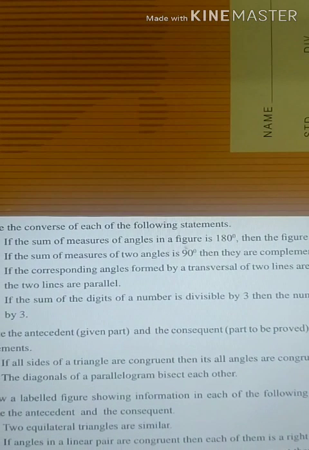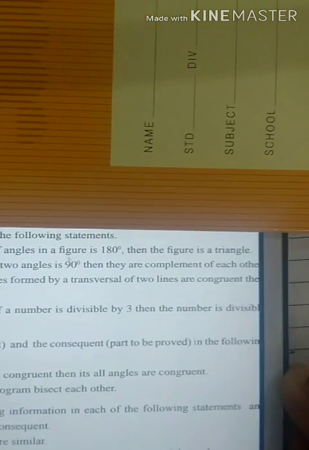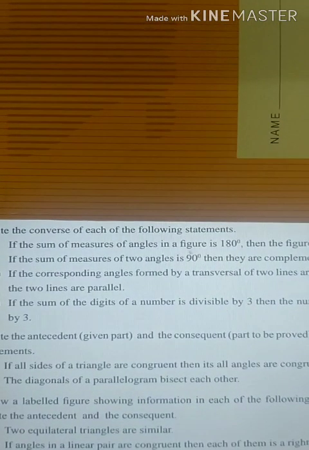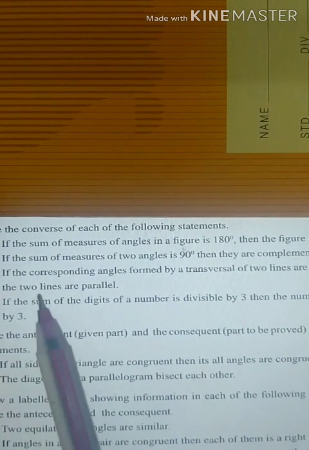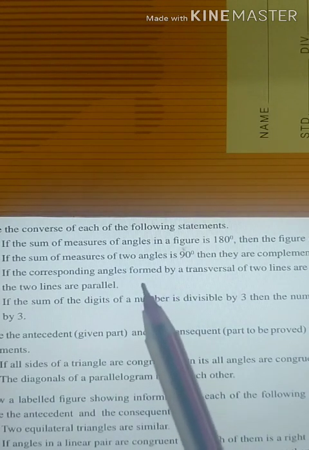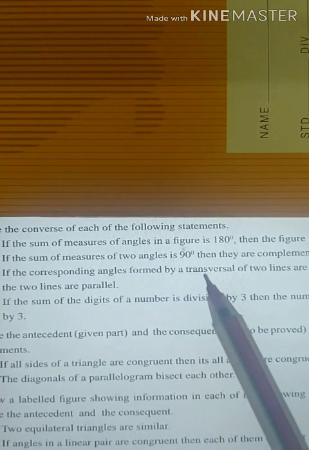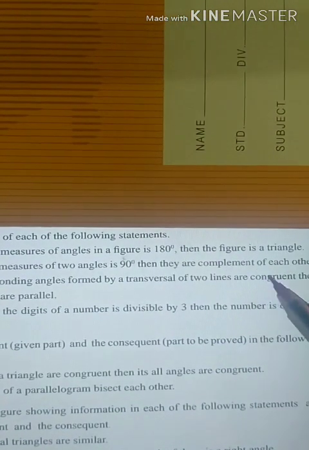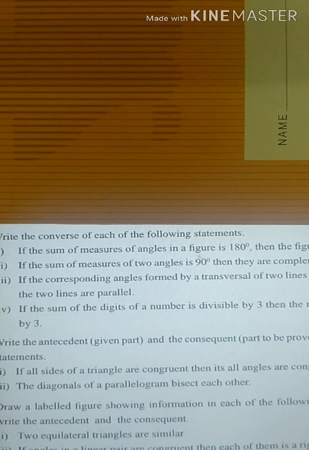Now third one, if the corresponding angles formed by a transversal of two lines are congruent, then the two lines are parallel. So now you start with two lines. If two lines are parallel, then the corresponding angles formed by transversal of two lines are congruent. Okay? You have to make a note of it.